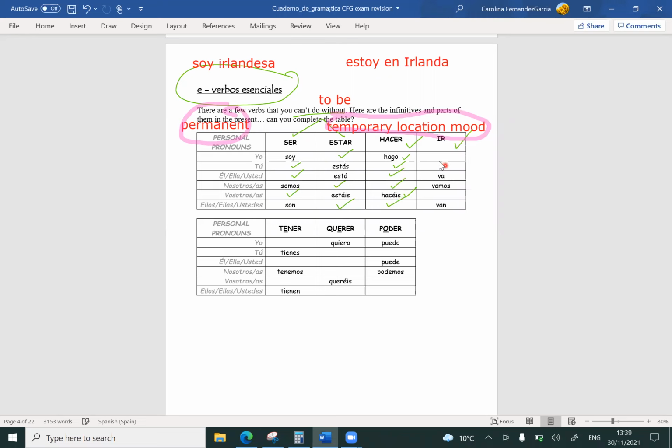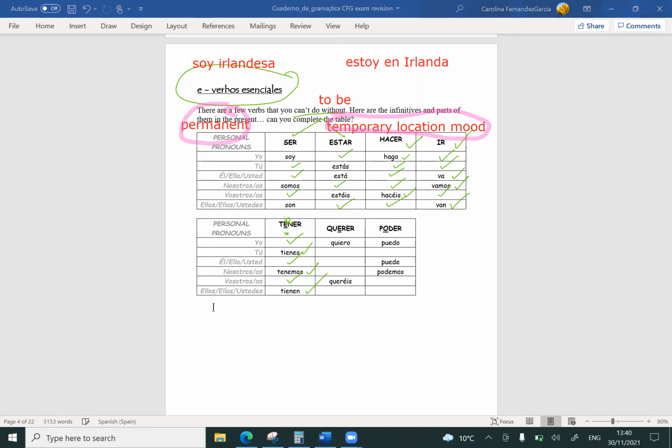Verb ir, to go. Voy, vas, va, vamos, vais, van. The verb tener has this E on the line because it changes to IE, with the exception of the first one. To have: tengo, tienes, tiene, tenemos, tenéis, tienen.